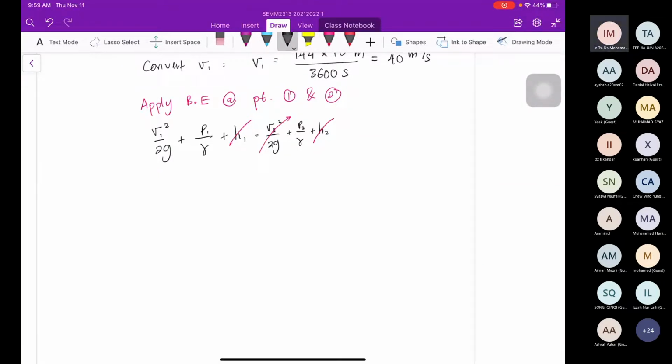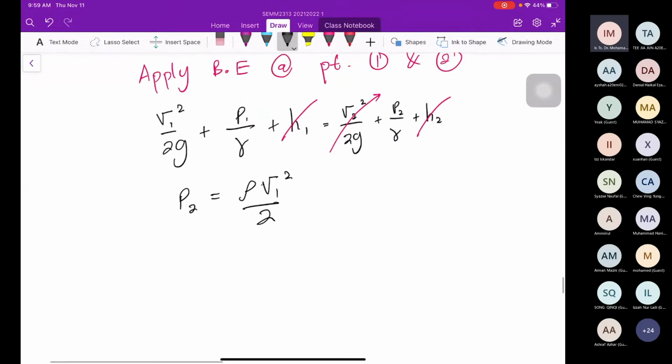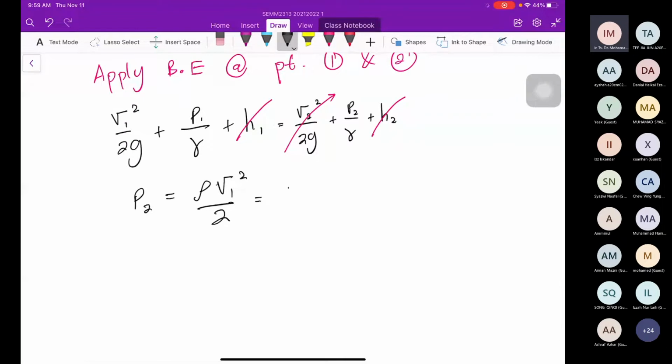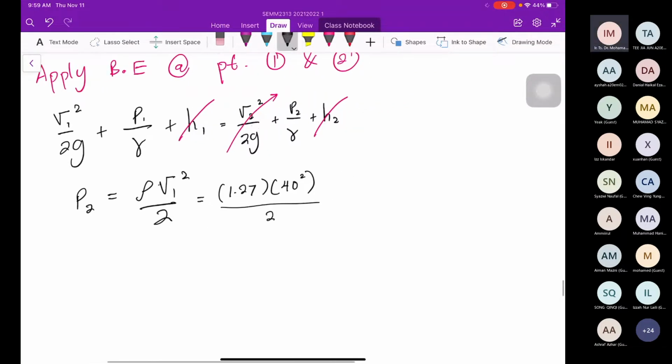To get P2, rearrange the equation, it will come to rho V1 squared over 2. You rearrange everything, it will be in this equation. You simplify, you will get this. Now substitute rho, it is given. Rho of the air is 1.27 multiplied by velocity 40 meter per second, squared, over 2. So you will get the answer, which is 1016 Pascal.